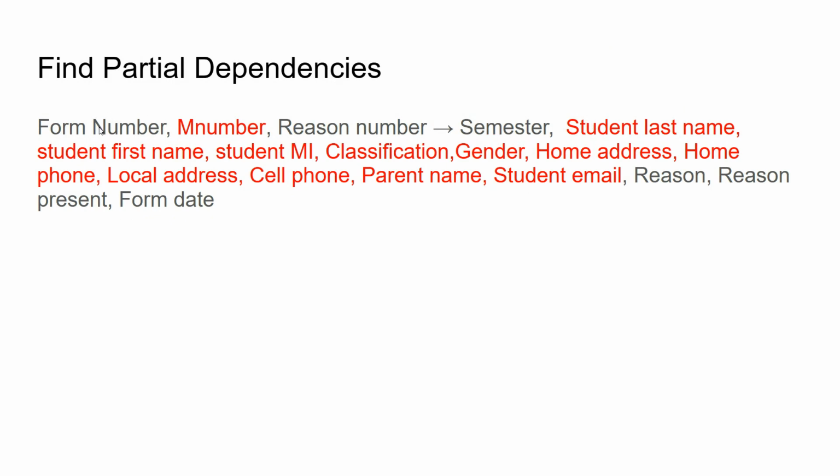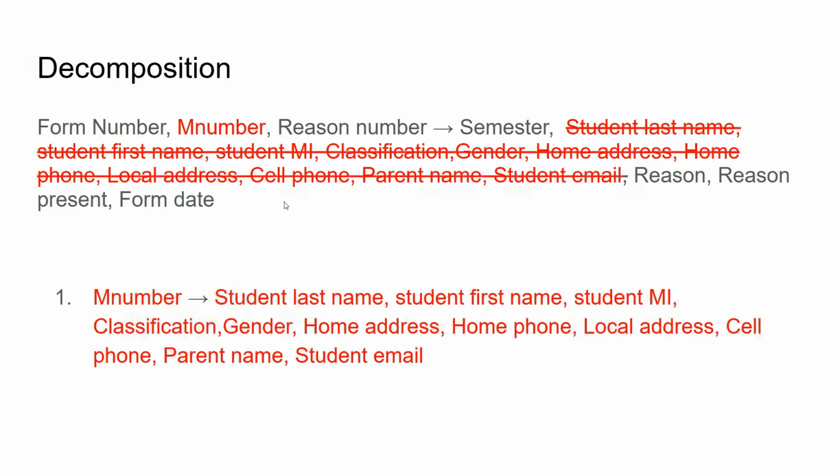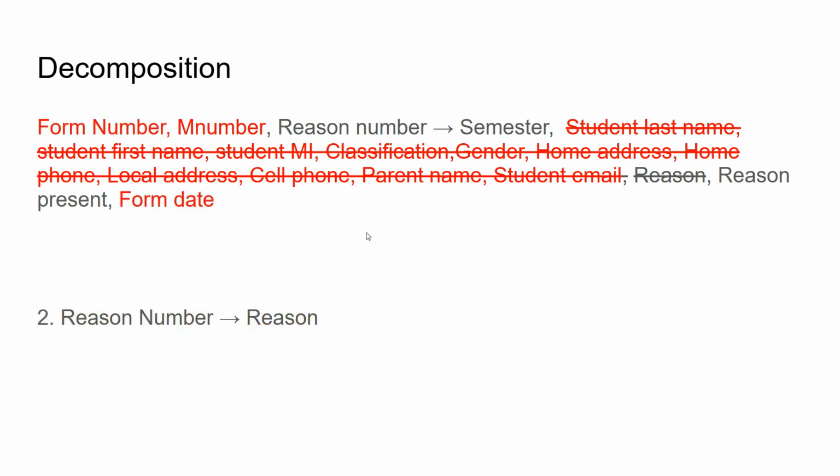So we don't need to know form number or reason number to find student last name, first name, or student middle initial, and so on. We only need to know M number to find what the last name, first name is. So we kind of go ahead and remove them from the original list of non-key attributes, and we decompose the original relation into one relation. One other relation called M number determines student last name, first name, and so on, all the other attributes. That's decomposition number one. Next decomposition is reason number.